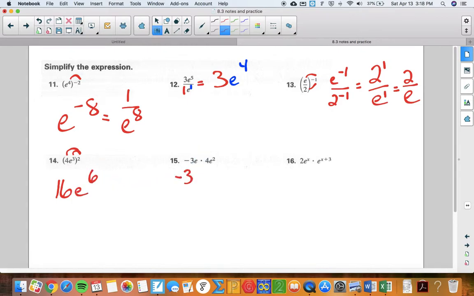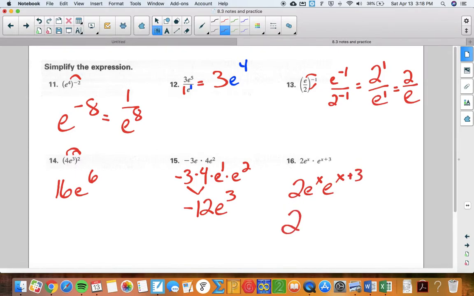Here we can rearrange this as negative 3 times negative 4 times e squared. So this says negative 3 times 4, that's negative 12. This is e to the power of 1. When we're multiplying the same bases, we add the powers, so we get e to the third. I could rearrange this one as well, I suppose. There's nothing to multiply the 2 with, so I just bring that down.